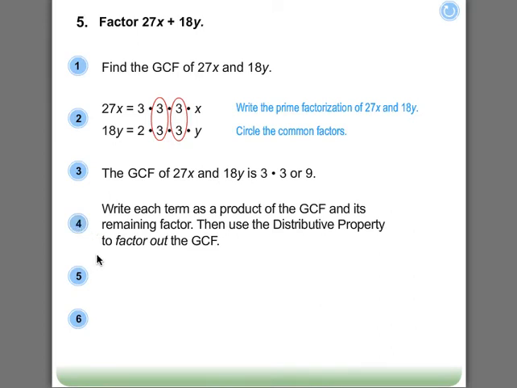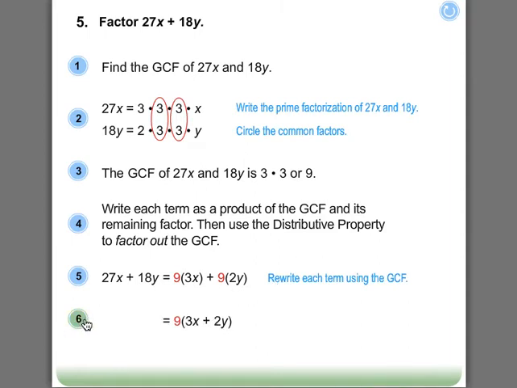Write each term as a product of the greatest common factor and its remaining factor, and then use the distributive property to factor out the greatest common factor. Okay, so we're doing 27x plus 18y, and we get 9 times 3x plus 9 times 2y. So you're just rewriting it using the greatest common factor. And 9 times (3x plus 2y) is the distributive property.